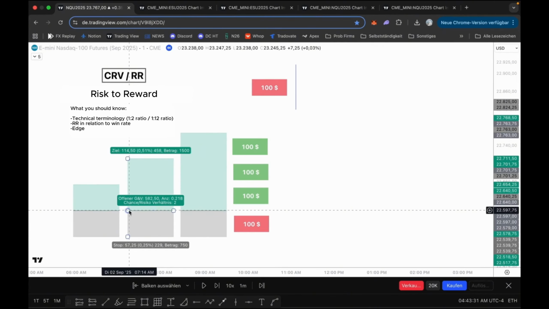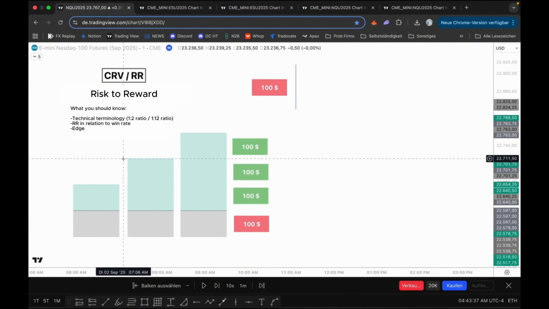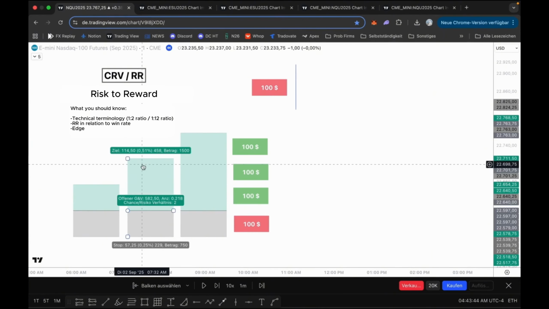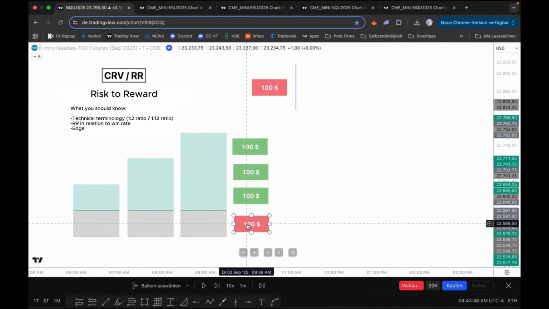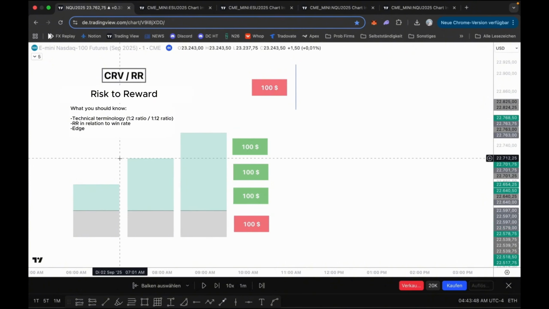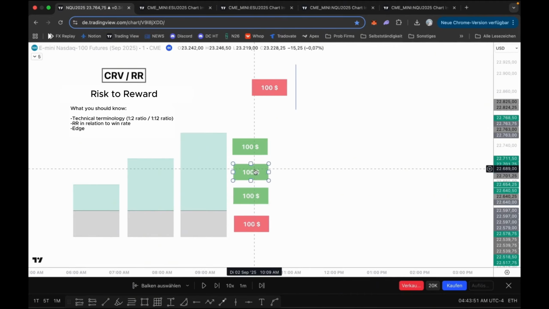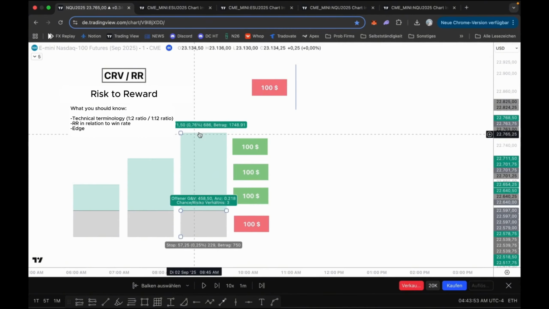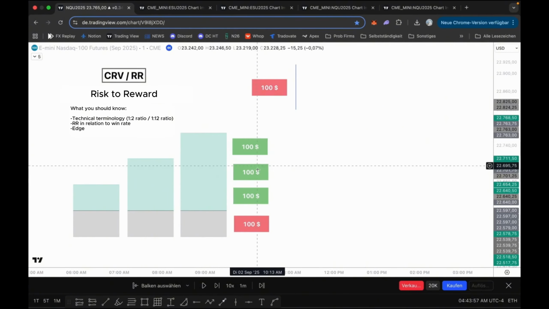Otherwise, if we have our entry here, set the same stop loss, take the same risk of $100, but set our take profit higher up, which is of course riskier or sometimes more difficult, we get twice the risk as a reward. That means, from the $100 up to here, we can add it up. 100 plus another 100, so $200. The same applies if we target one more level, we get 3 times the risk as a reward.